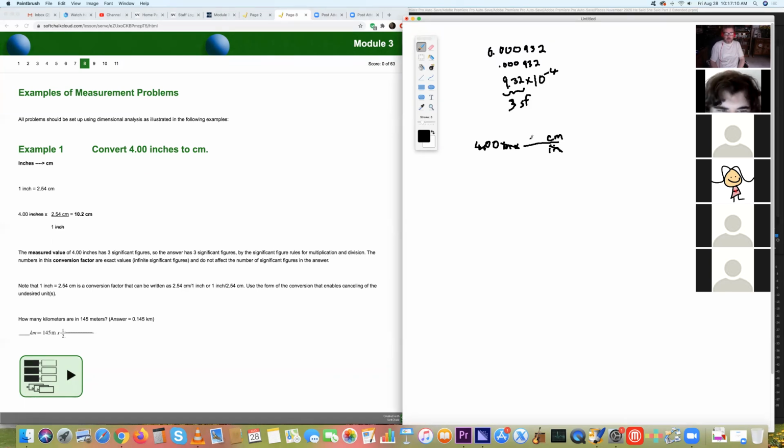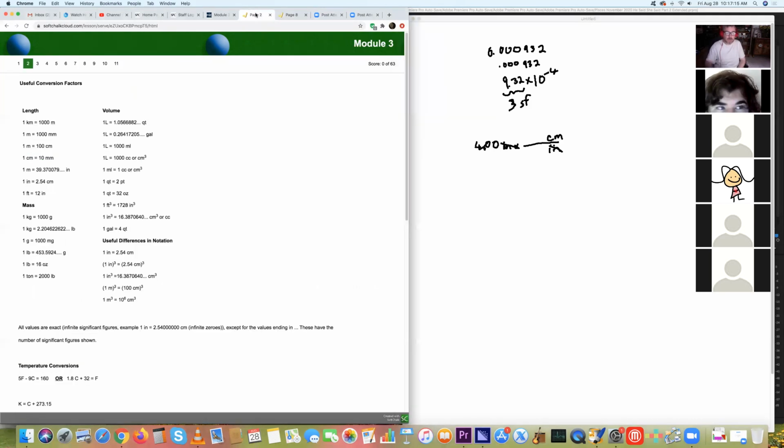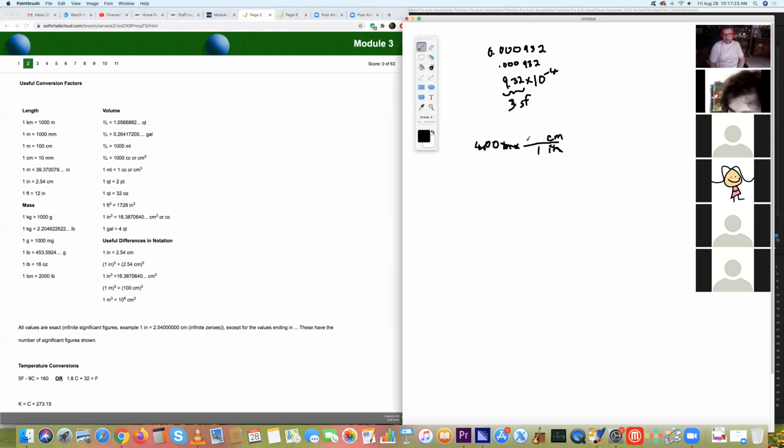Now, the conversion factor, we actually do have a conversion that takes us directly from inches to centimeters, and that was the one we were just talking about. So I always like to put the units on first and then put the numbers in. So it's 1 inch, 2.54 centimeters.